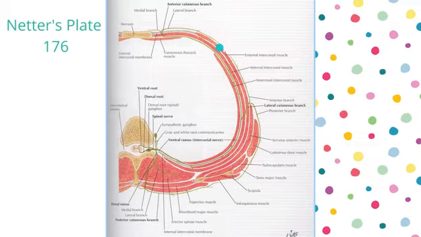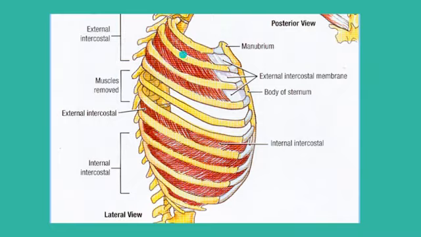If you viewed this muscle from the side, the fibers would travel anteriorly and inferiorly. So you see the external intercostal muscle here, and those fibers are traveling anteriorly and inferiorly. And here you can see that external intercostal membrane, because the external intercostal muscle does not go all the way to the sternum. It stops right about where the ribs and the costal cartilage just join.